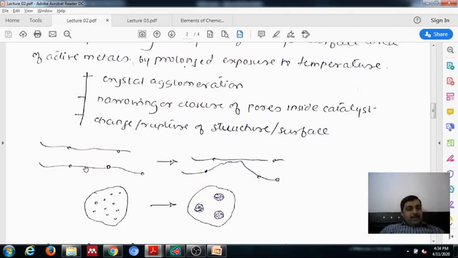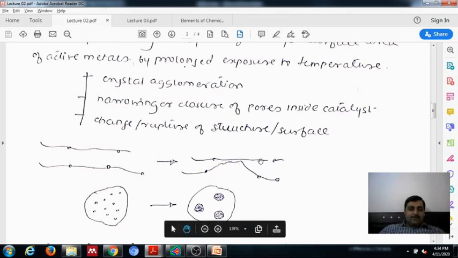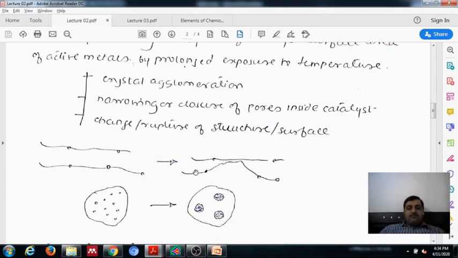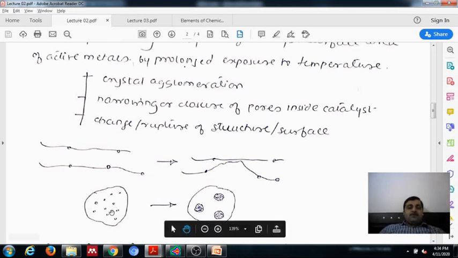Now you may have multiple active sites inside the pore of a catalyst. If at all, due to certain pressure and temperature changes, this pore gets ruptured or narrowed, what happens is these active sites will no more be accessible, and there will be a reduction in the total active metal which is available for reaction. Now this agglomeration or this rupture is called sintering of catalyst or aging of catalyst.